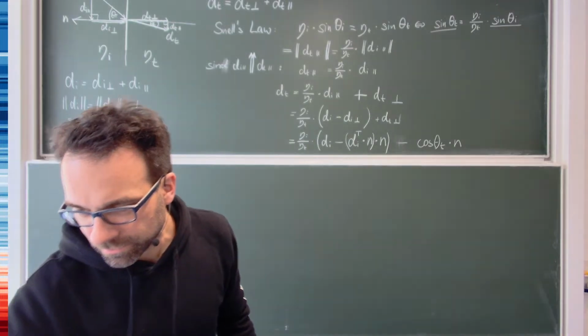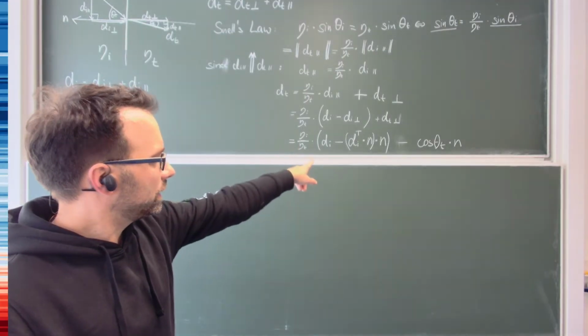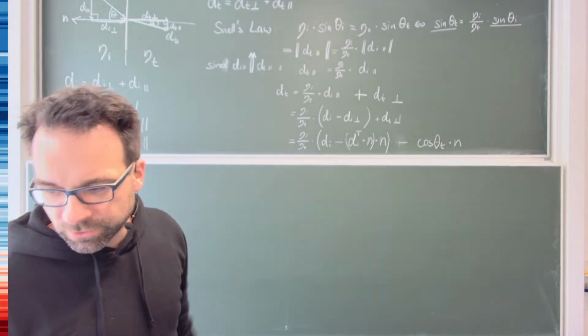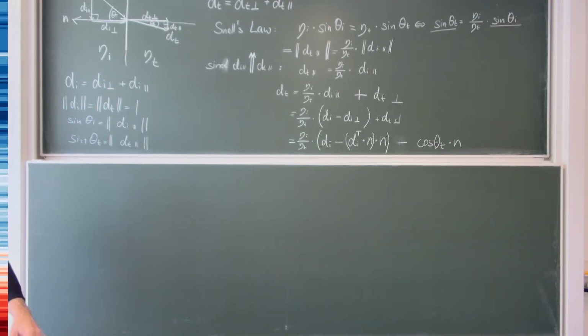Is that the same as I have written down? With an overall minus, that is, and that is a minus. Yes, that should be correct. How do we find the cosine theta t?